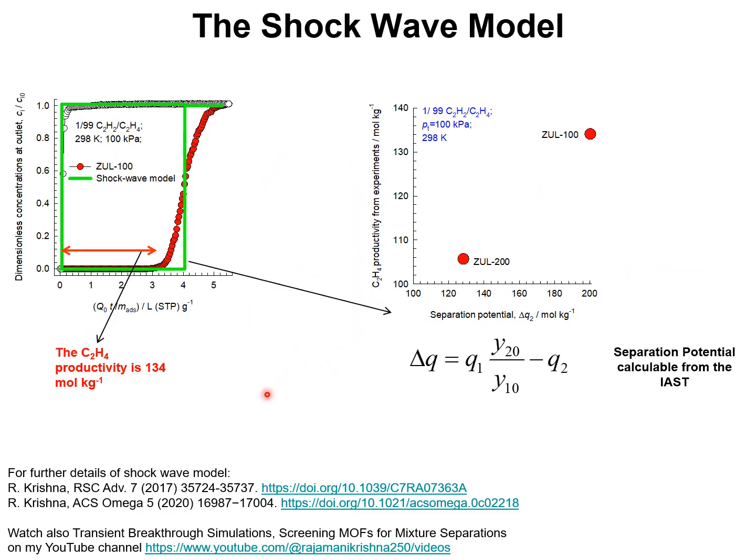The simplest way to model transient breakthroughs in fixed bed adsorbers is to adopt the shockwave model, in which the concentrations of ethyne and ethene are assumed to traverse the length of the fixed bed in the form of shock waves, and this leads to a breakthrough curve that has the characteristics as portrayed here by the continuous solid green lines.